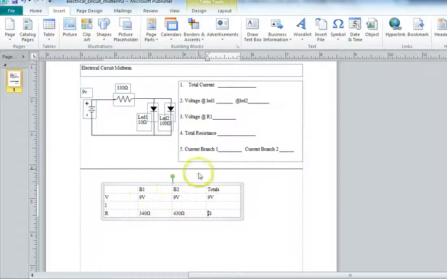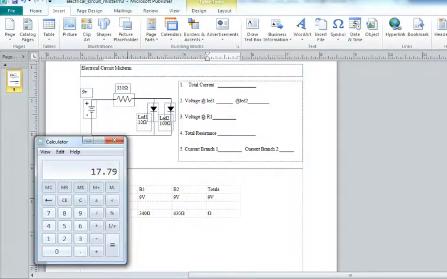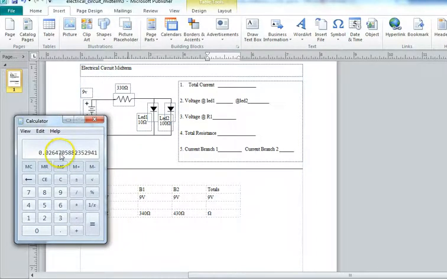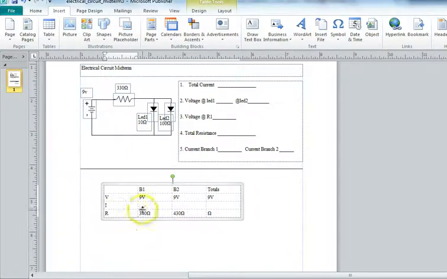of branch 1. So we can fill this in by saying 9 volts divided by 340 ohms is equal to what? So we'll throw a little calculator up here. 9 divided by 340 is equal to 0.02647. So 0.0265, which rounds to 0.027. So we can put that value right here, 0.027, and we are in amps.